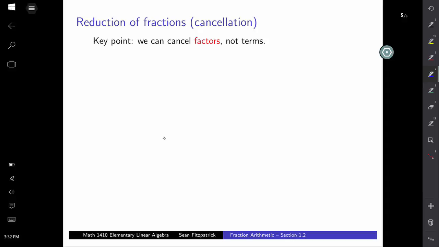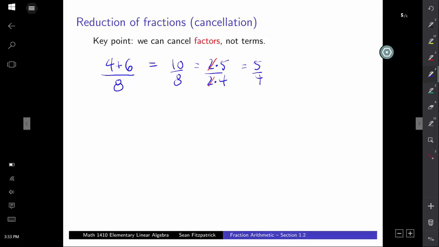So if I was doing something like 4 plus 6 over 8, there's a couple ways of thinking about this. I can say, well, that's 10 over 8, and I know that 10 is 2 times 5, and 8 is 2 times 4, so I can cancel the 2's, and I get 5 over 4.